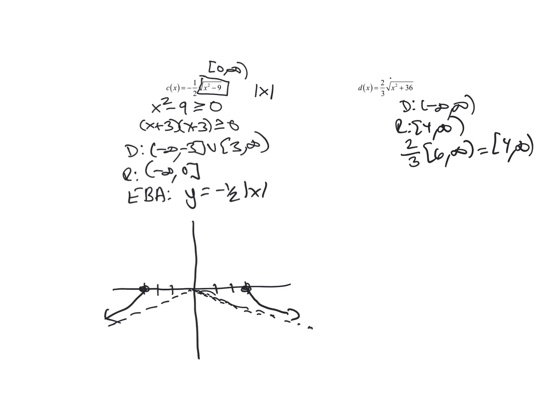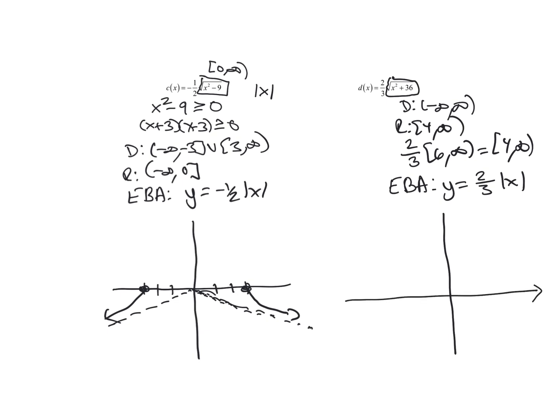In terms of the EBA, well, as x gets huge, the EBA of the square root of x squared plus 36 is the absolute value of x, and then I'm going to multiply that by 2/3. So the EBA is y equals 2/3 the absolute value of x. So this time it's a little bit flatter. Everything is on or above the x-axis, and my low point is at (0, 4). Remember, we still have this y-axis symmetry, getting closer and closer to that EBA.